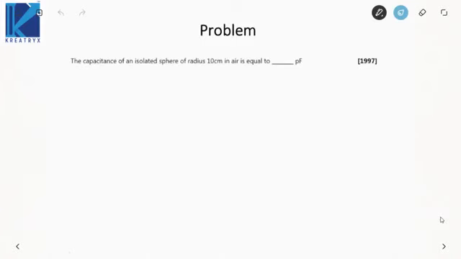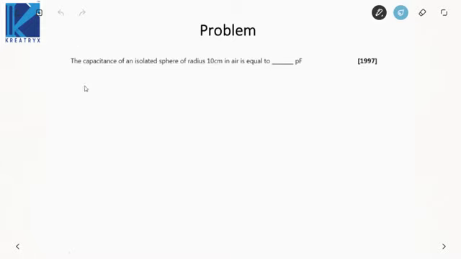Hi guys, so we'll be continuing from where we left off in the last video, and I'll be showing you some more problems based on the electrostatics topic of EMT. So the first one is asking the capacitance of an isolated sphere of radius 10 centimeter.